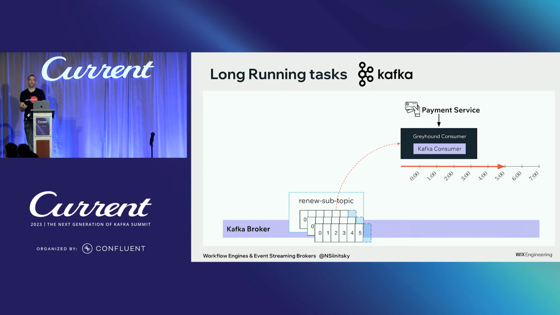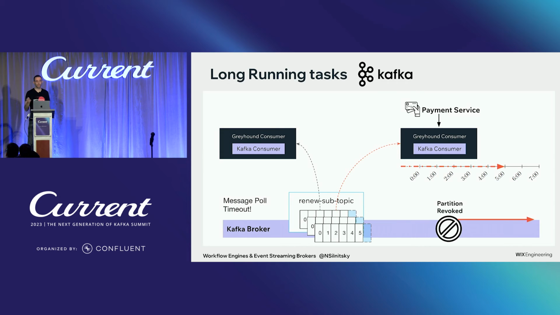So, for instance, at Wix we have the payment service, and it needs to do the use case of subscription renewal, and that can take time. It's subscribed to a specific partition, and processing can take time. Payment providers, banks, or stuff like that, and it takes several minutes. And then we want to process one at a time. We haven't polled for the next message. And we got the message poll timeout, and Kafka decided to give our partition to a different Greyhound consumer. And we're still running the first one, so now we're running two processes of the same message at the same time.